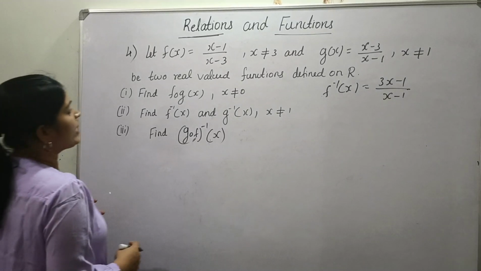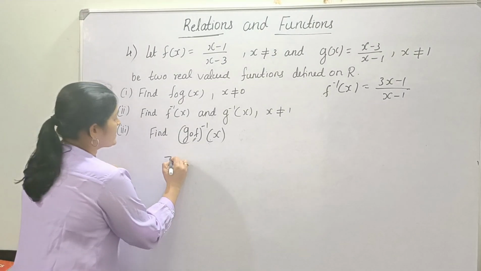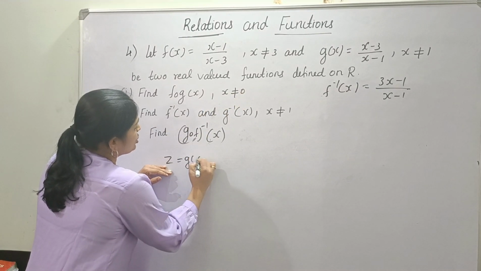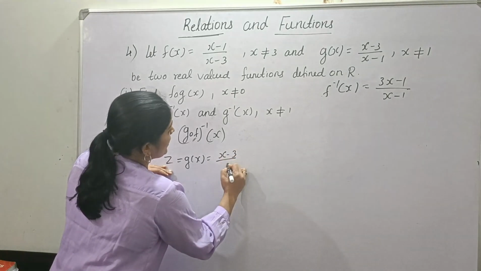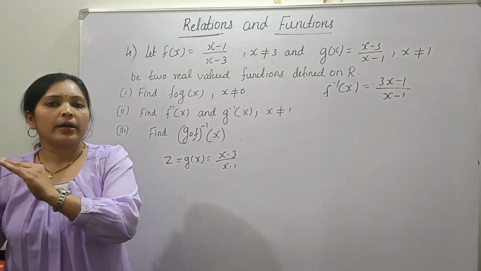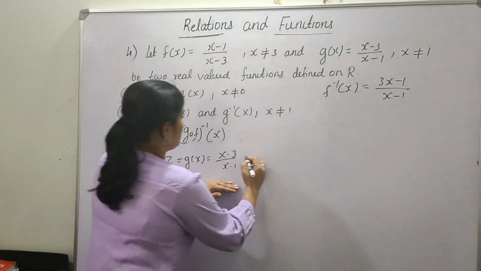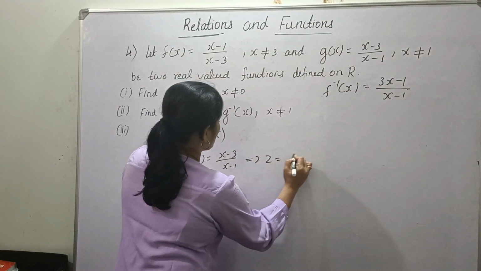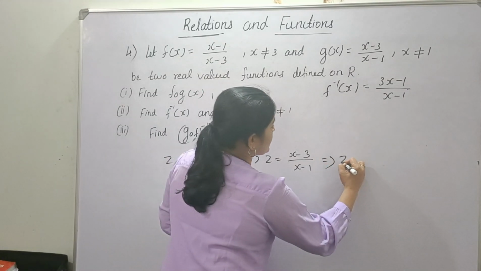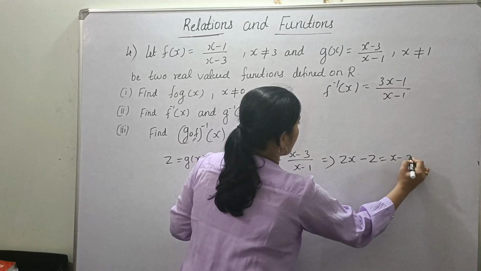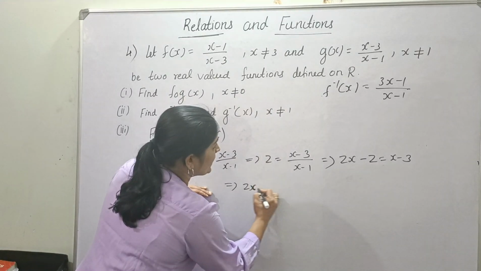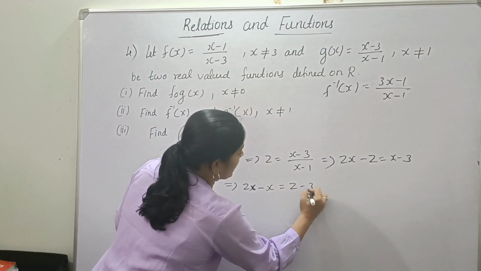Now let us find g inverse of x. For that, let us take an element from the codomain of the function g, z. z is equal to g of x, that is equal to x minus 3 by x minus 1. Now let us simplify this so that x is in terms of z. That is z is equal to x minus 3 by x minus 1. This implies zx minus z is equal to x minus 3. This implies take x terms to the left side. So zx minus x is equal to z minus 3.